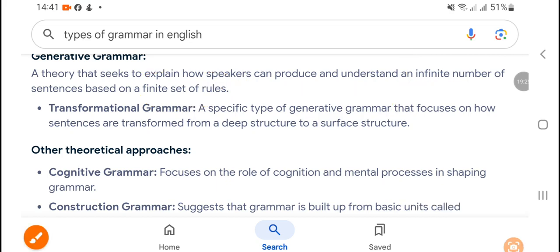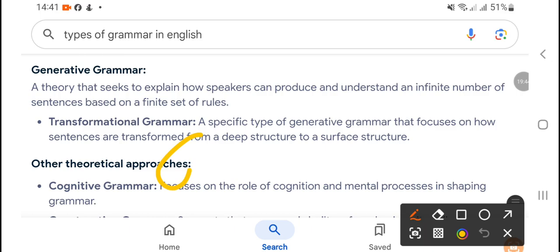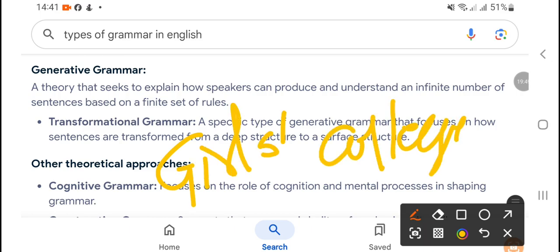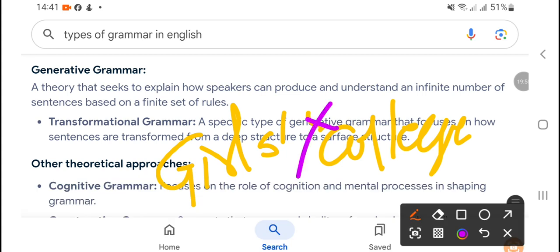How? For example, I'm telling you, girls college, right? Here we don't write girls' college. This is wrong. If I put an S here, this is wrong. Why? Because theory says that speakers can produce and understand an infinite number of sentences based on finite rules.